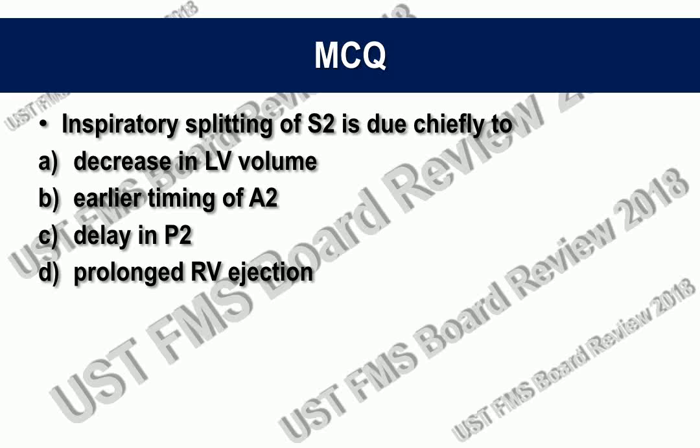Okay. In fact, all of these answers are correct, but the best answer here is a delay in your P2, and that's the one that causes splitting of the S2. Splitting of the S2 during inspiration: when you do deep inspiration, you increase venous return to the heart, and so you increase the volume of blood going to the right side of the heart, and this will cause a delay of your pulmonic valve closure. This is the one responsible for the physiologic splitting of S2 during inspiration.